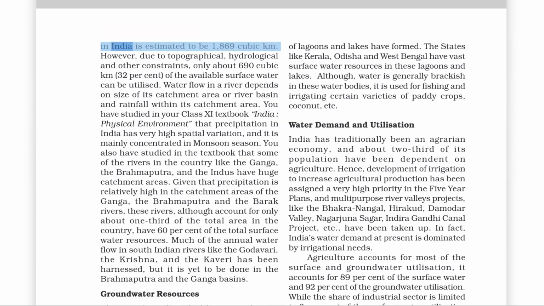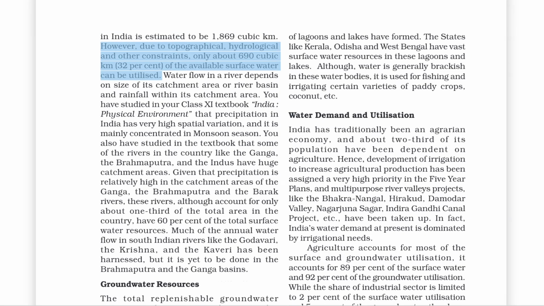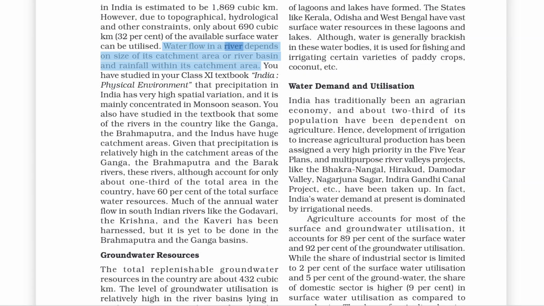The total water resource in India is estimated to be 1,869 cubic km. However, due to topographical, hydrological, and other constraints, only about 690 cubic km, 32%, of the available surface water can be utilized. Water flow in a river depends on size of its catchment area or river basin and rainfall within its catchment area.